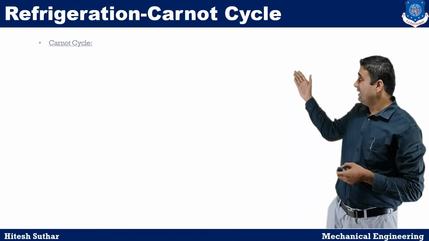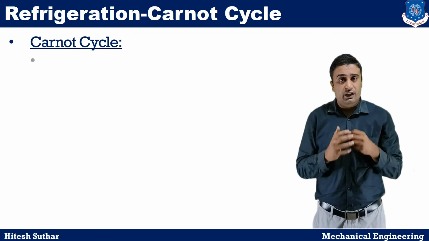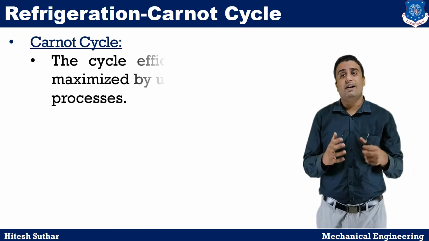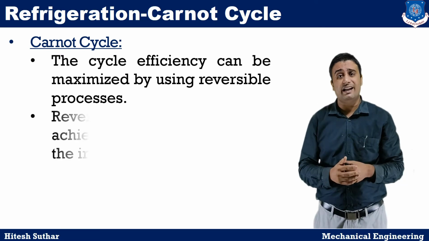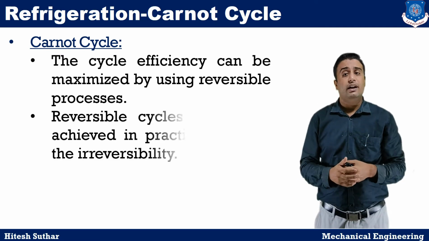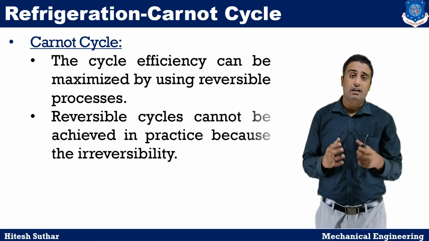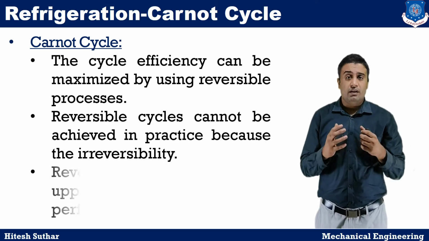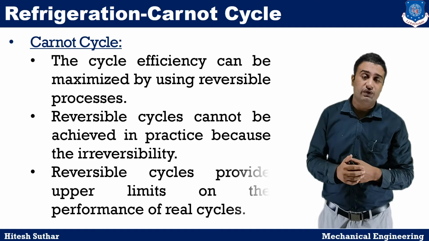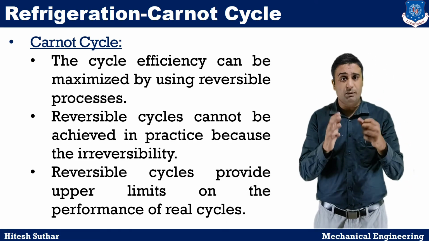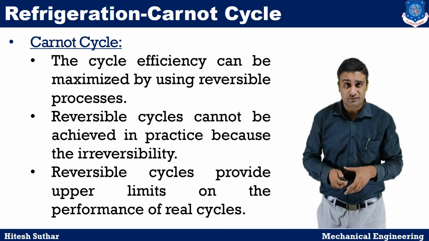So let's start with the Carnot cycle. The cycle efficiency can be maximized by using reversible processes. Reversible cycles cannot be achieved in practice because of irreversibility. Reversible cycles provide upper limits on the performance of real cycles. This is about the Carnot cycle.